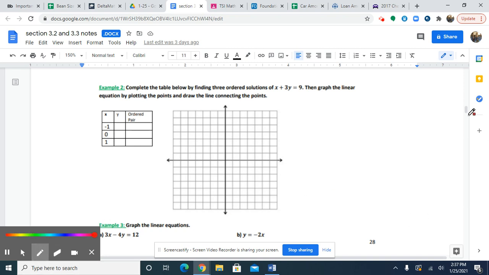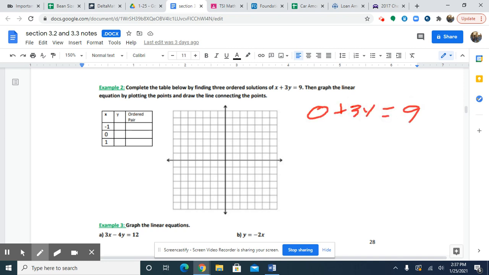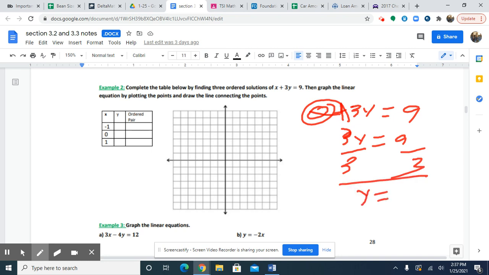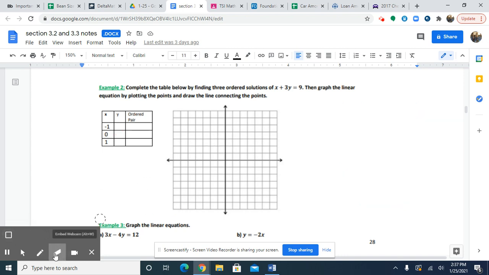So let's start by plugging in 0. If we plug in 0 for x, then we have 0 plus 3y is equal to 9. So because of 0, that goes away. We have 3y is equal to 9. And to get y by itself, we divide both sides by 3. So y is equal to 3. So that means that 0 and 3 would be a point on this graph. So 0 and 3.